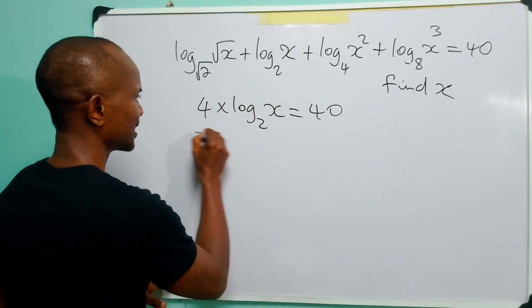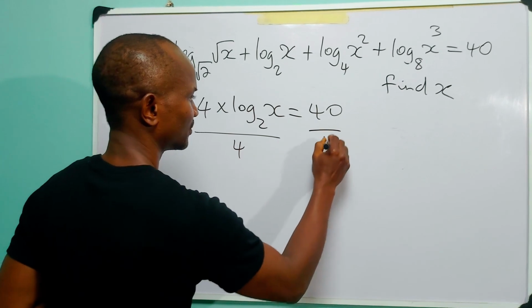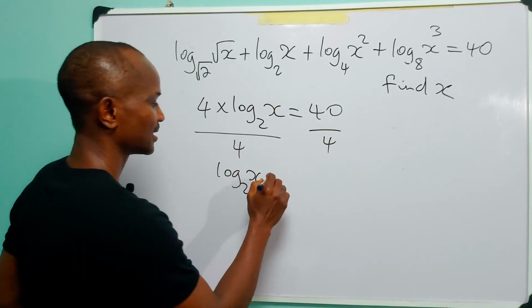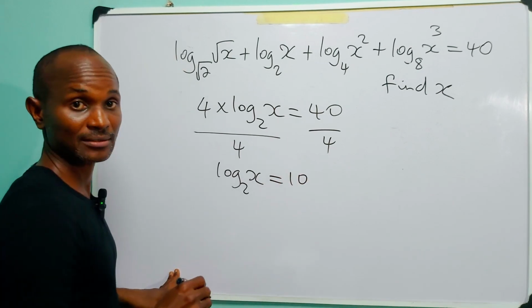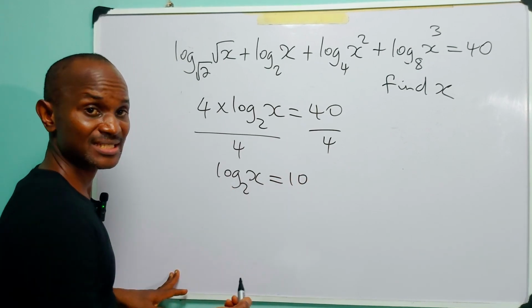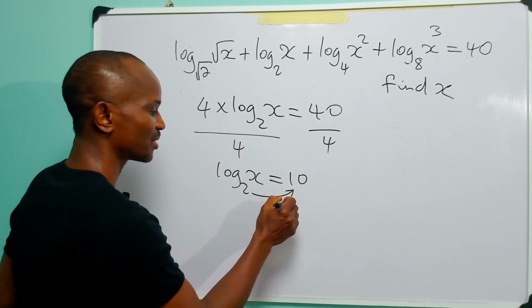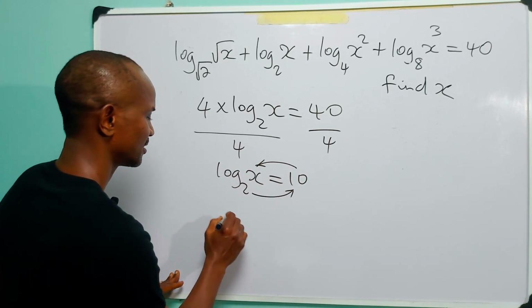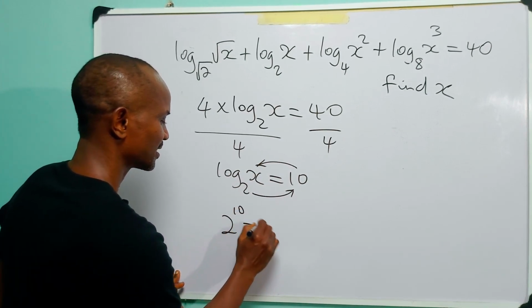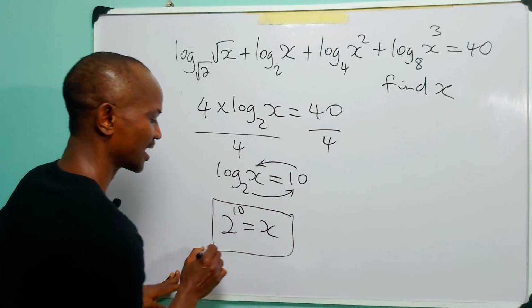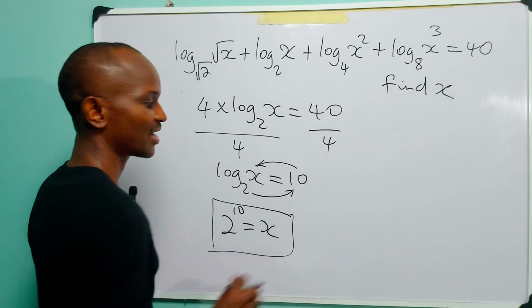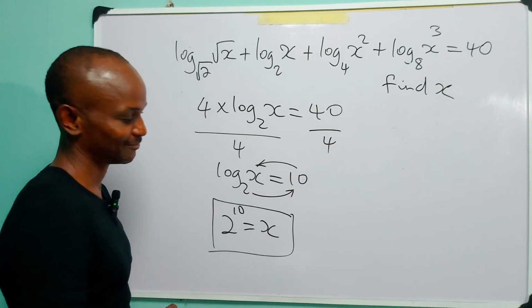We divide both sides by 4, and we have that log base 2 of x is equal to 10. And we know that this statement simply means that 2 raised to power 10 is equal to x. That is, 2 raised to power 10 is equal to x. And that is the value of x that satisfies the given equation.